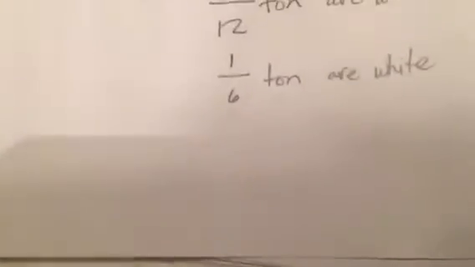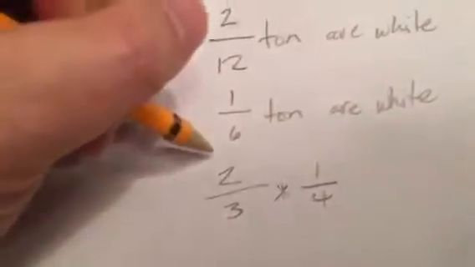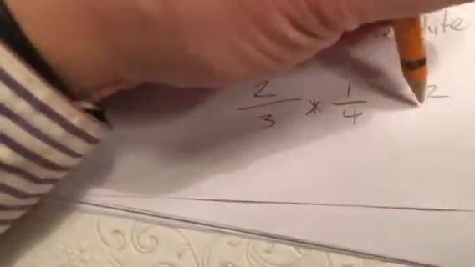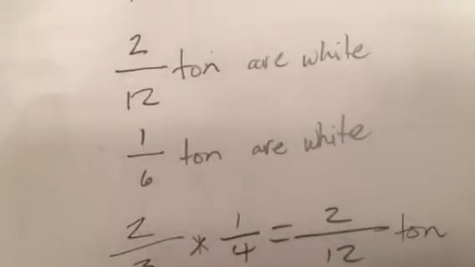Now later on, or maybe your teacher's already teaching you, that you could just multiply whenever you do an "of" problem. That means when you're talking about 1/4 of 2/3, what you're really doing is you're taking 2/3 and multiplying it by 1/4. If you do that, you can do what's called multiplication across. 2 times 1 is 2, 3 times 4 is 12. You end up with 2/12 of a ton. And again, that can also be considered 1/6 of a ton.